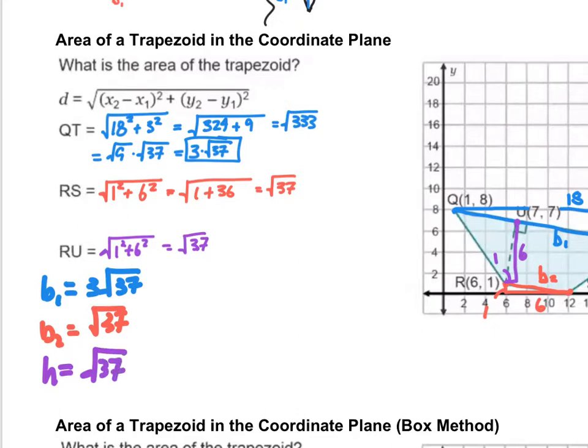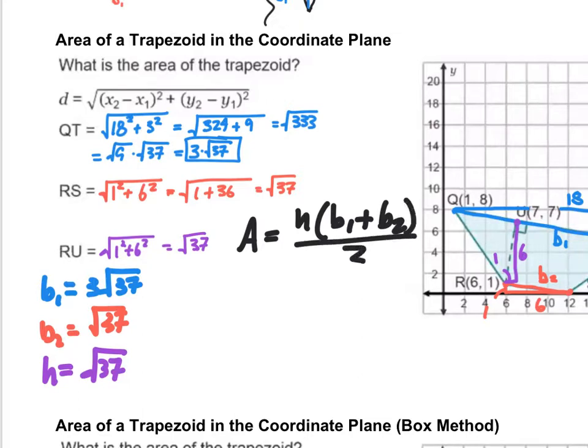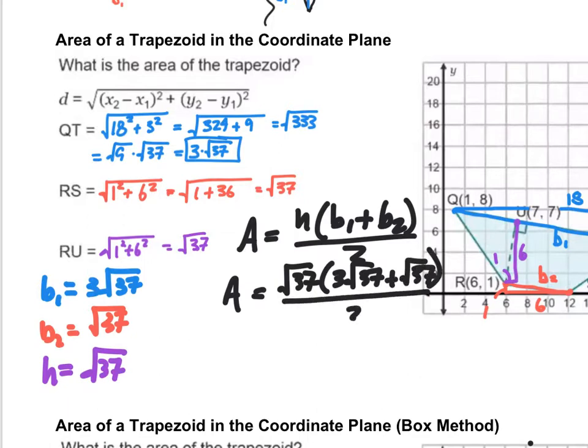So in my area formula, let me write it up here. My area is equal to the height times B sub 1 plus B sub 2, all divided by 2. Let's put those values in. For the height, I'm going to put in the square root of 37 times 3 times the square root of 37 plus the square root of 37, all divided by 2. If I add these two values together, 3 times the square root of 37 plus the square root of 37, I'm going to get the square root of 37 times 4 square root of 37, all divided by 2.